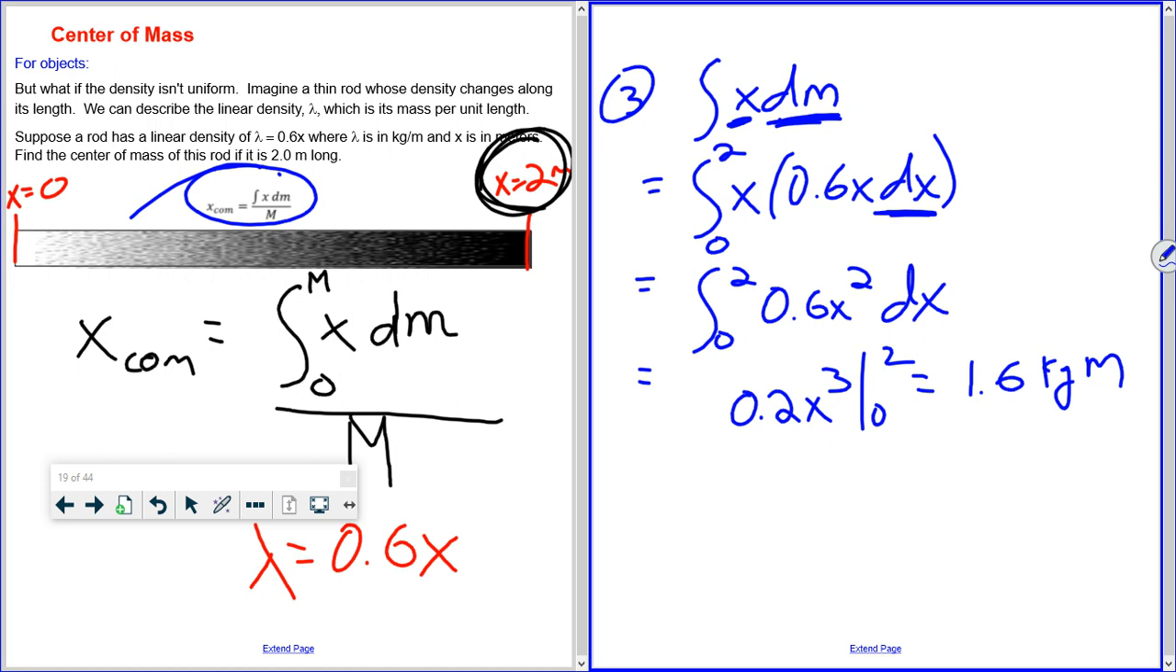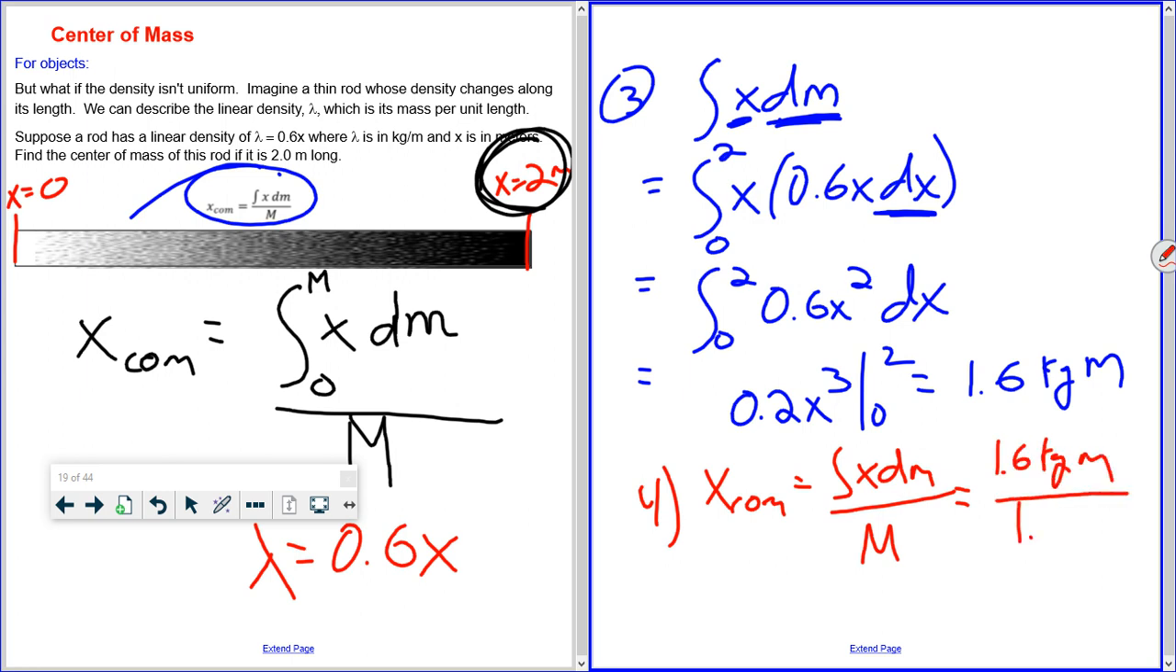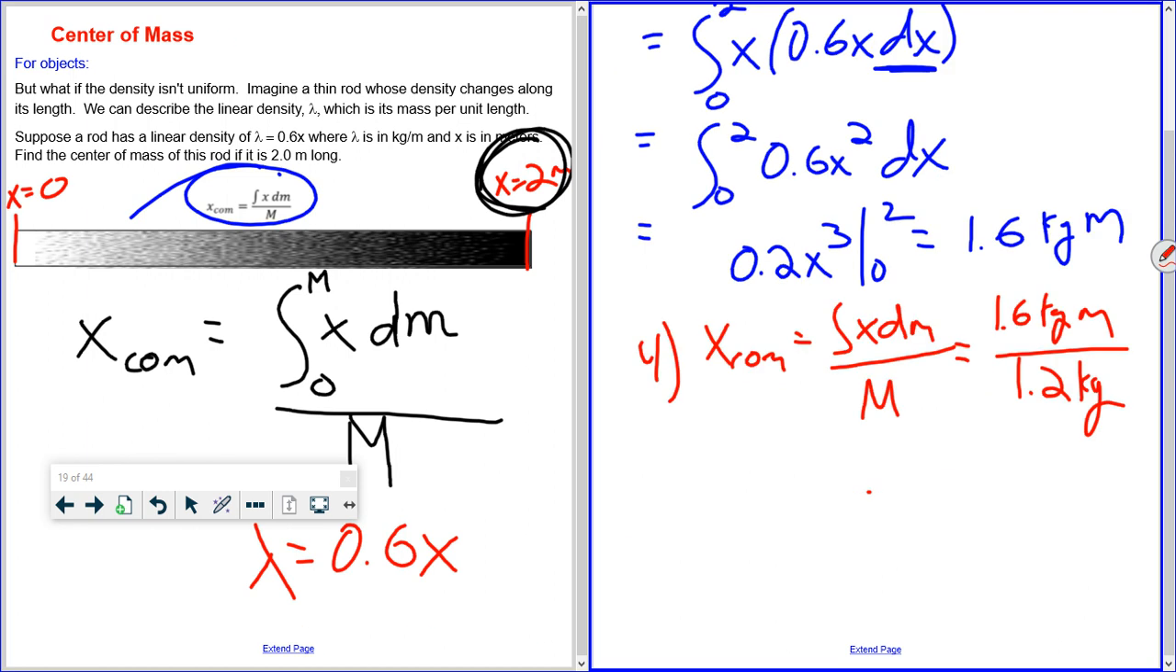Step 4 is solve it. The position of our center of mass is the integral of x dm over m. We just found the integral of x dm, that's 1.6 kilogram meters. The mass of the whole rod was 1.2 kilograms. Divide it out, and you get 1.3 meters. Okay?